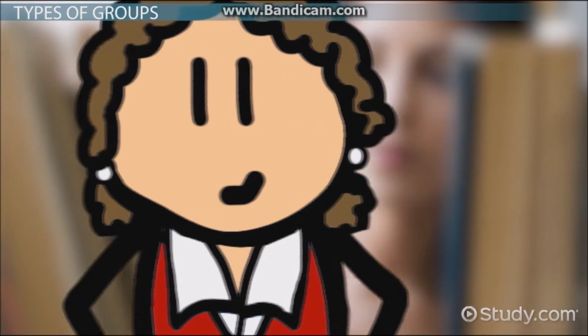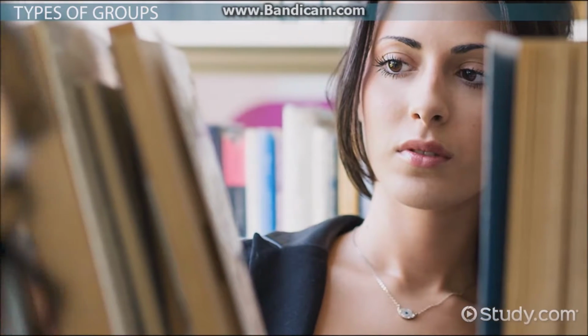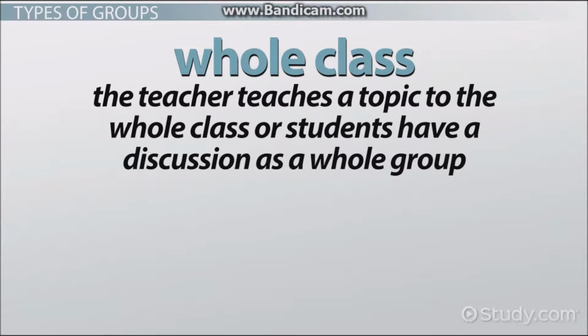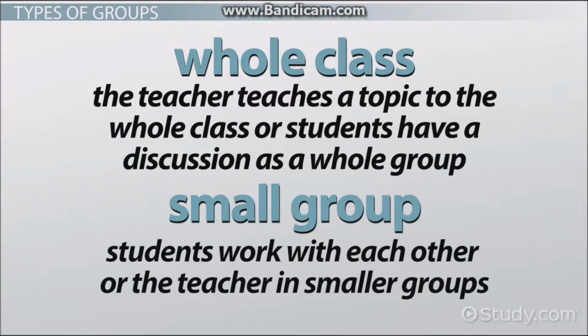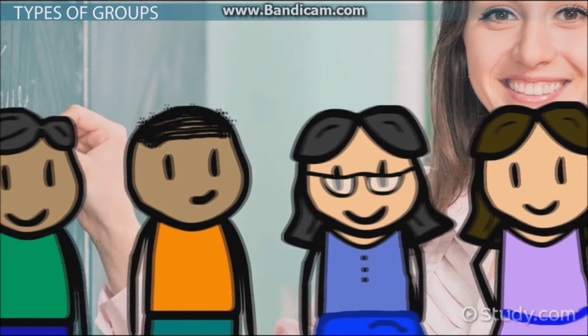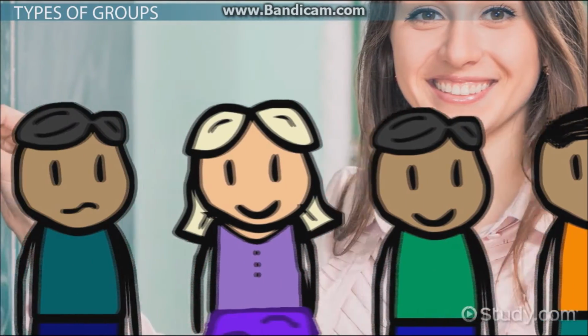These days, teachers are taught to use a variety of grouping strategies to help facilitate student learning. The 2 main groups you'll find in a classroom are whole class, in which the teacher teaches a topic to the whole class or students have a discussion as a whole group, or small group, in which students work with each other or the teacher in smaller groups. This lesson will explain when each of these grouping strategies is appropriate to use and detail some example activities for each type of group.